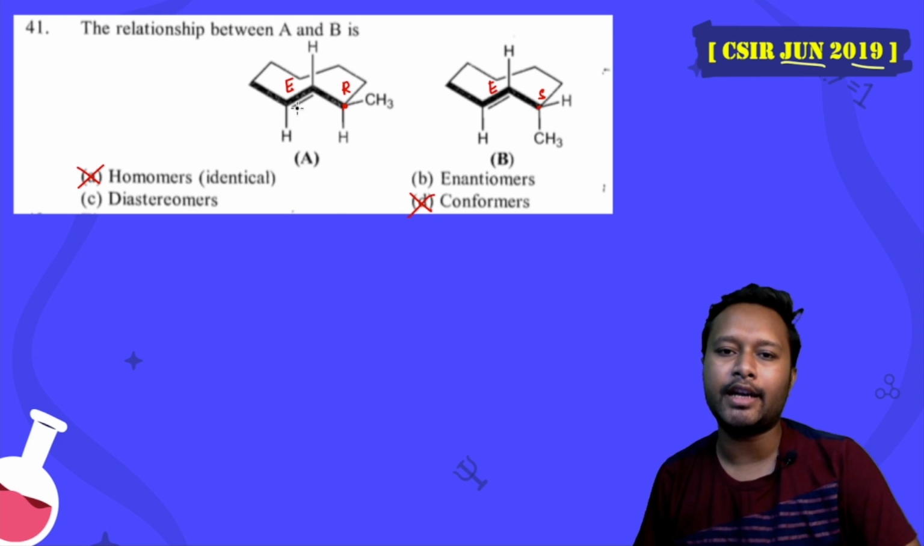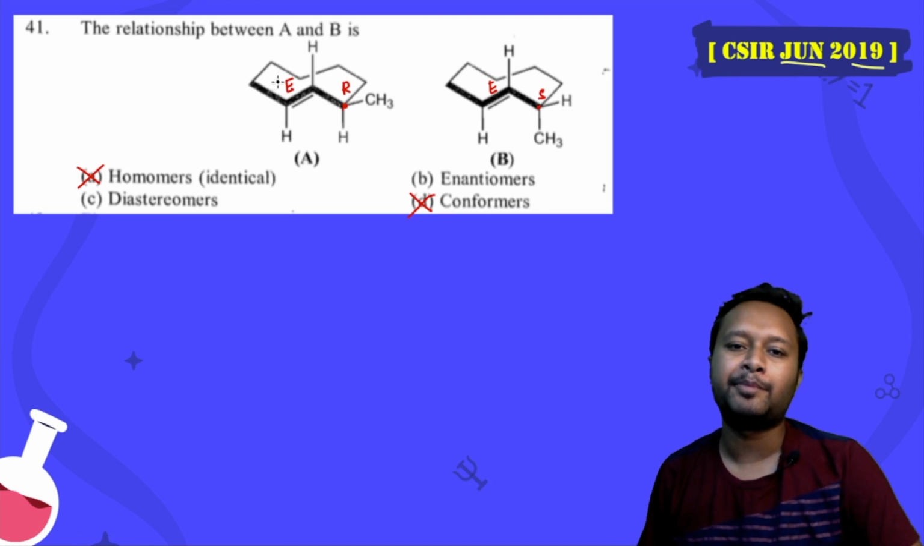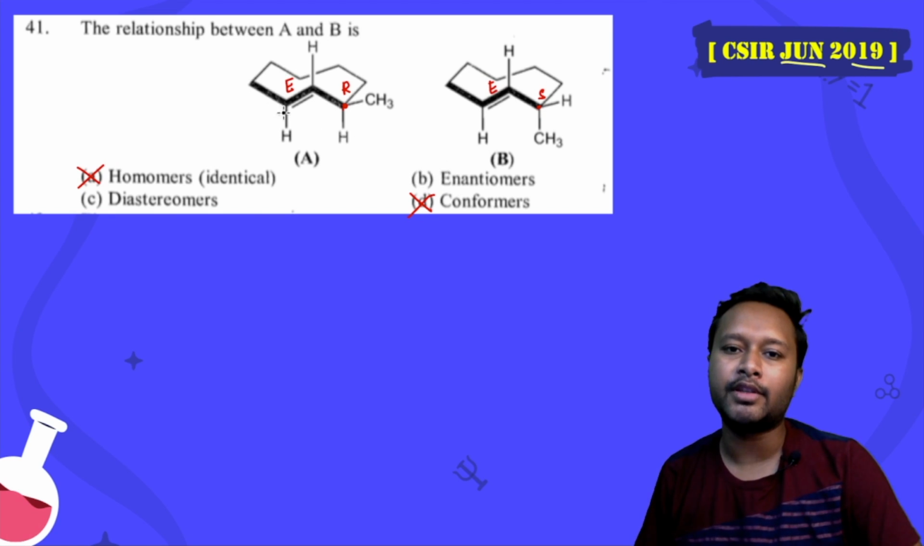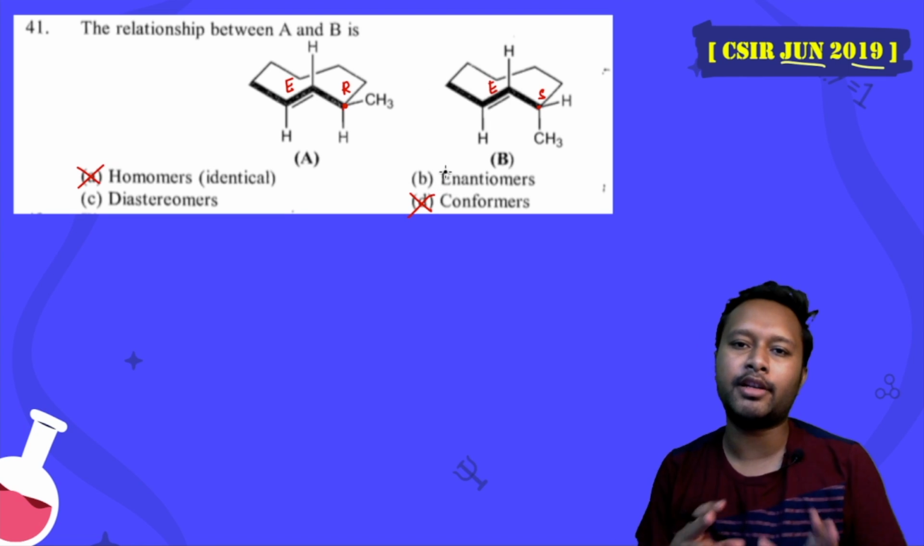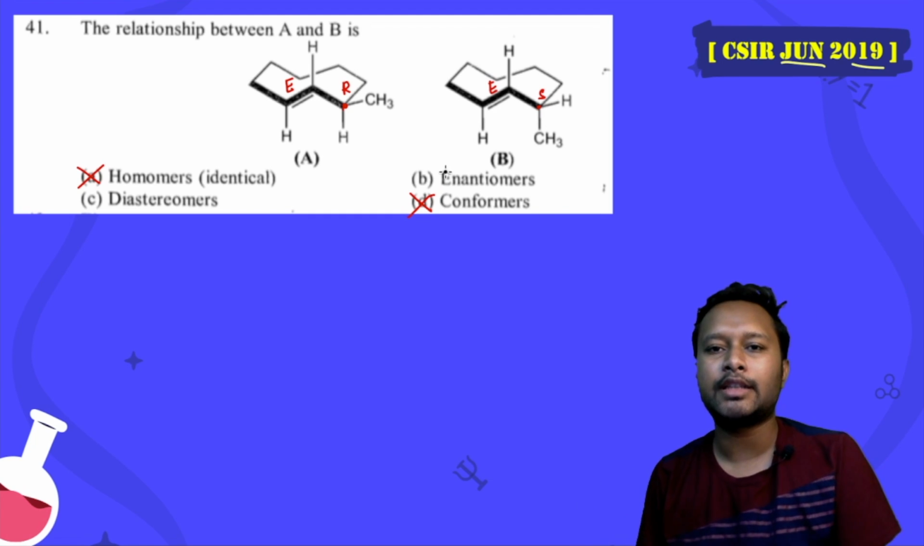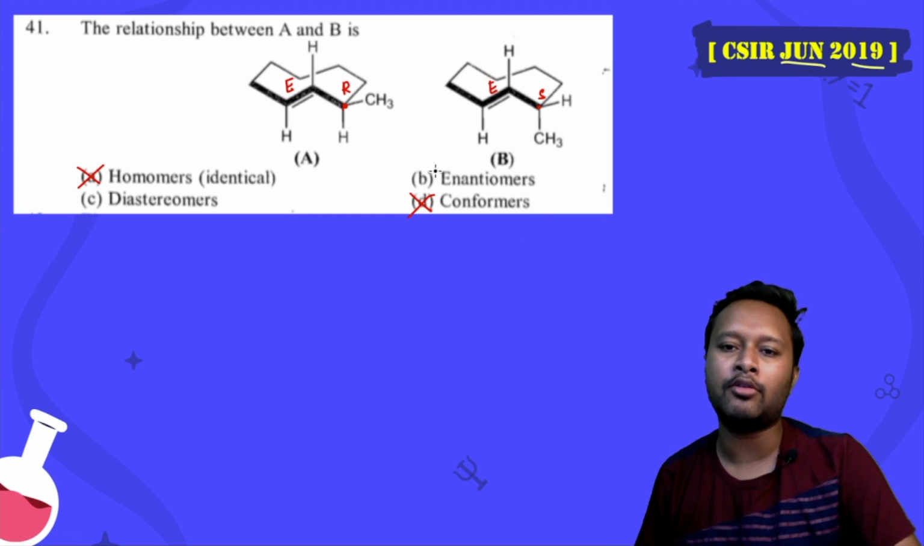So you can see that although this configuration is changing, R is getting converted into S, the configuration of the double bond is not changing. That's why it cannot be enantiomer. In order to become enantiomer, this E should have been changed into Z. They will be called enantiomers if both the configurations change or reverse each other. That's why we call it enantiomers.